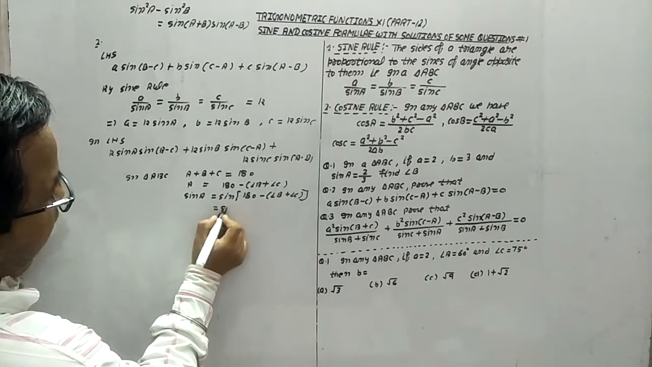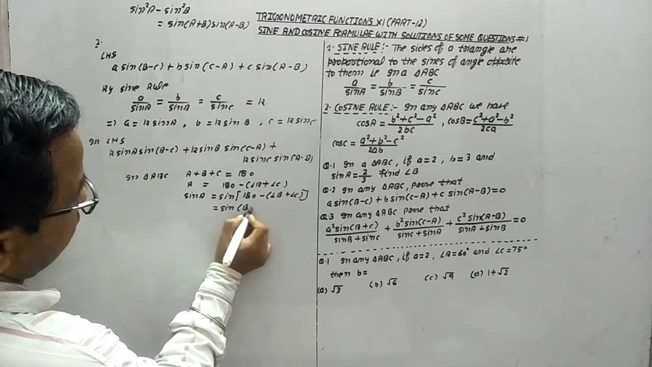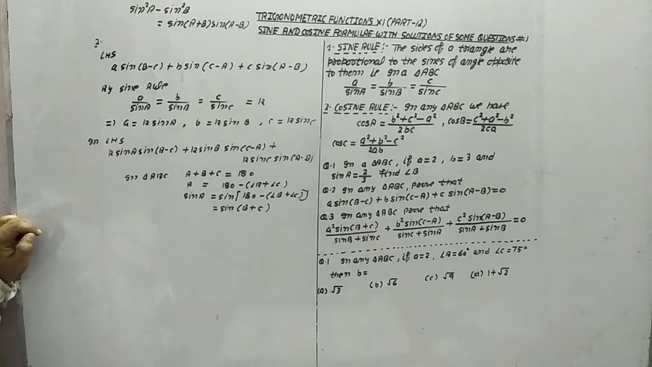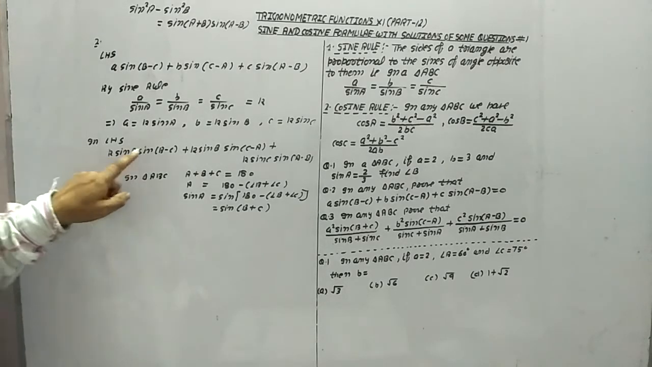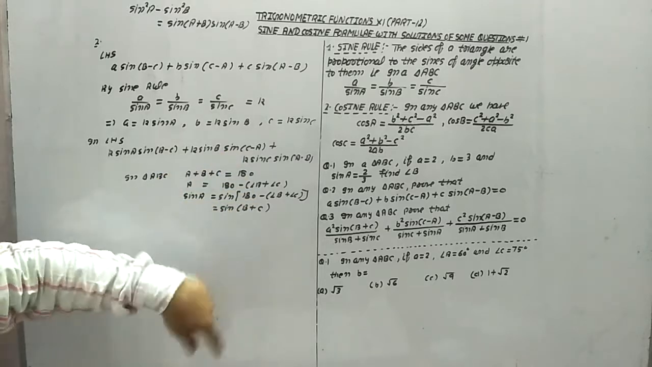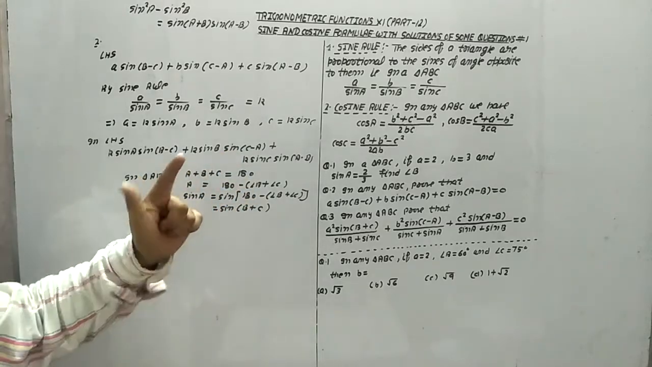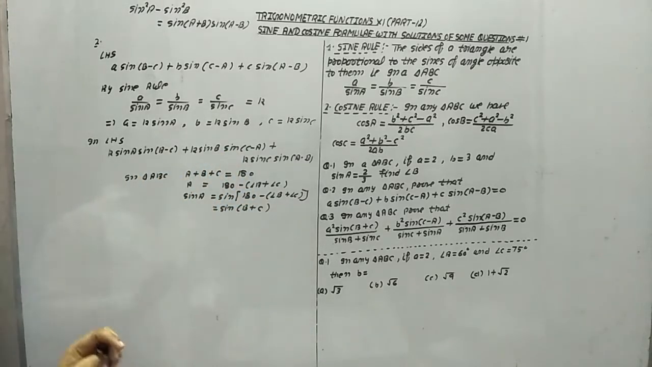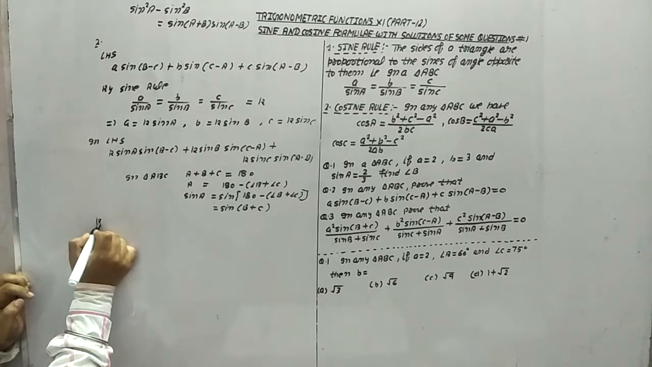Sin 180 minus theta means sin theta. It means directly we can write down B plus C. So in this way, sin A we will replace with sin B plus C, sin B with sin C plus A, sin C with sin A plus B. So we are going to put the value, take K common.